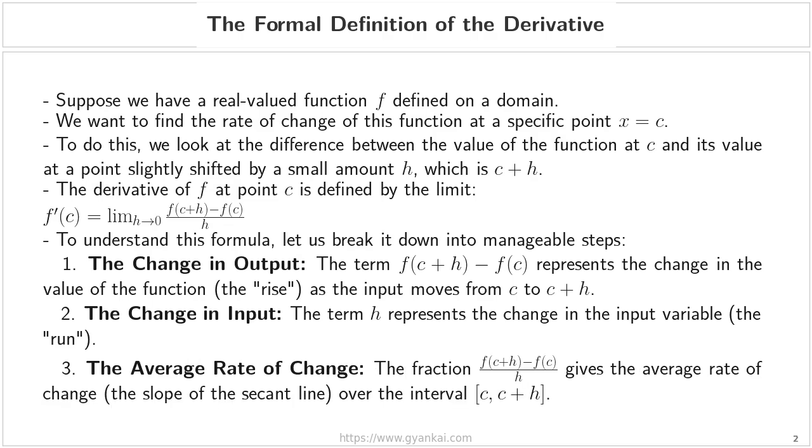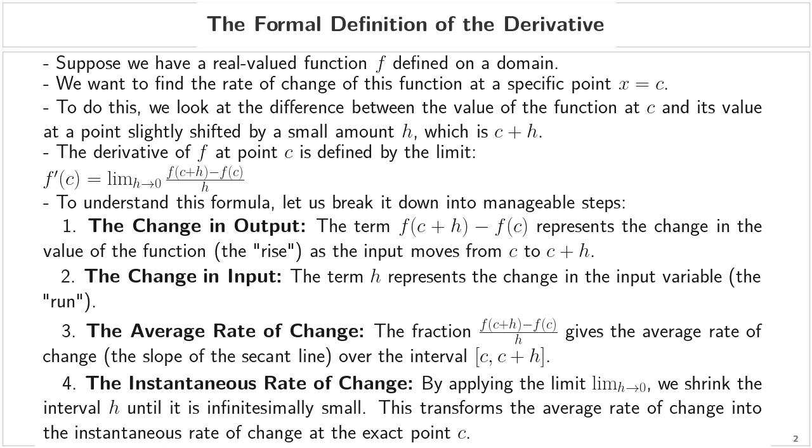Third, when we combine these into the fraction, f of c plus h minus f of c, divided by h, we are calculating the average rate of change. Geometrically, this is equivalent to the slope of the secant line passing through the interval from c to c plus h. Finally, we apply the limit as h approaches 0. By doing this, we shrink the interval h until it becomes infinitesimally small. This critical step transforms the average rate of change into the instantaneous rate of change at the exact point c.